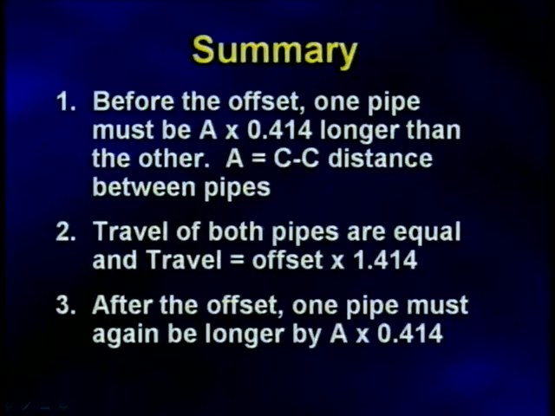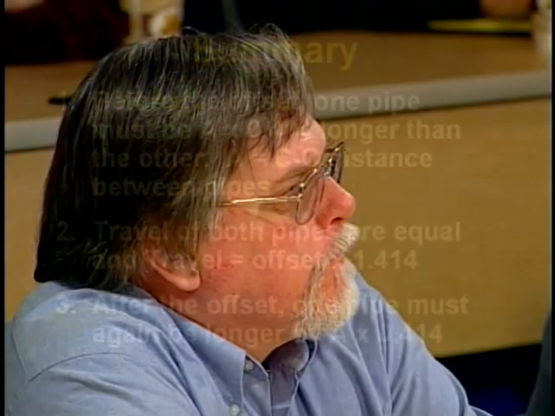So to summarize what we just went over, if you want to start before the offset and find how much longer one pipe needs to be before the other, you're going to multiply A times 0.414. And remember that A is the center-to-center distance between the pipes. To find the travel of both pipes, that's going to be equal to the offset of the pipes times 1.414. And after the offset, one pipe must be the same distance longer than the other as it was before the offset, so it's the same formula, A times 0.414.